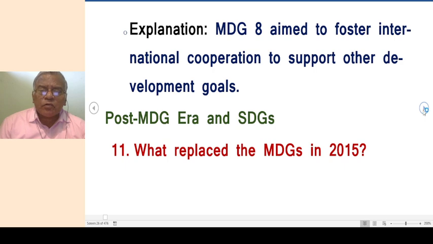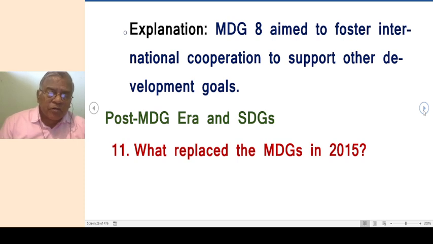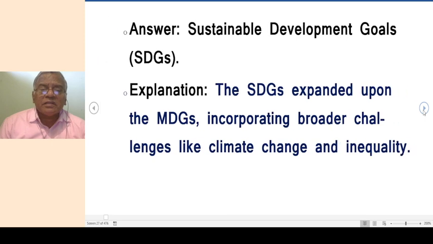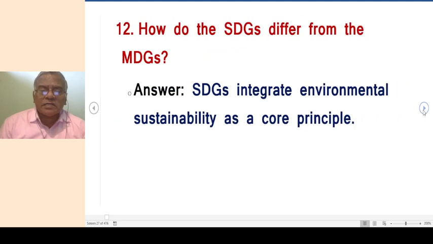MDG 8 aimed to foster international cooperation to support other development goals. Now let us discuss the post-MDG era and the birth of SDGs, Sustainable Development Goals, after 2015. What replaced the MDGs in 2015? That is Sustainable Development Goals. The SDGs expanded upon the MDGs, incorporating broader challenges like climate change and inequality.